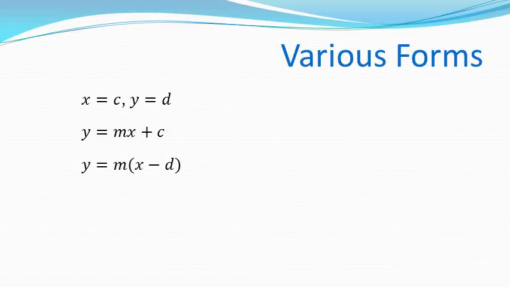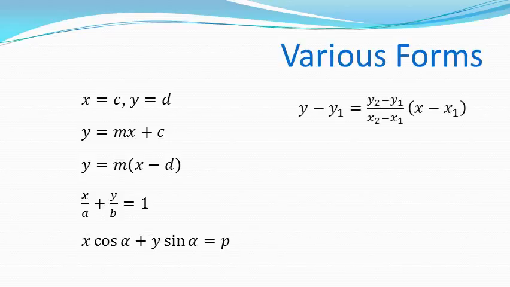If we know the slope and the x-intercept of the line, we can use this form. The intercept form is x by a plus y by b equals 1, and this is the normal form. So p is the length of the perpendicular dropped from the origin to the straight line, and alpha is the angle that the perpendicular makes with the x-axis. This is the 2-point form, and this is the point slope form. The general equation of a line is ax plus by plus c equals 0.